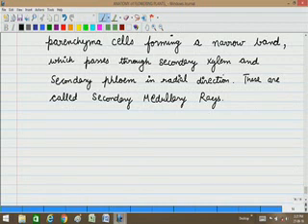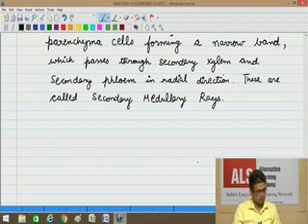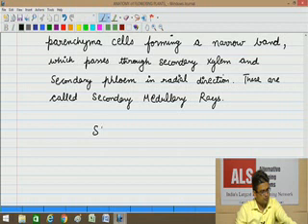These are called secondary medullary rays. Okay. All right. Now let's continue with spring wood and autumn wood. Let's put the heading. Spring wood, autumn wood, and annual rings. We have to cover this now.